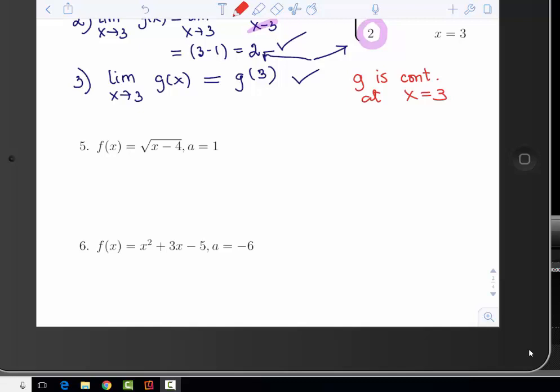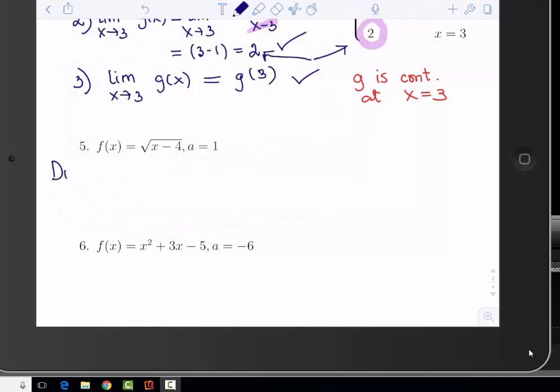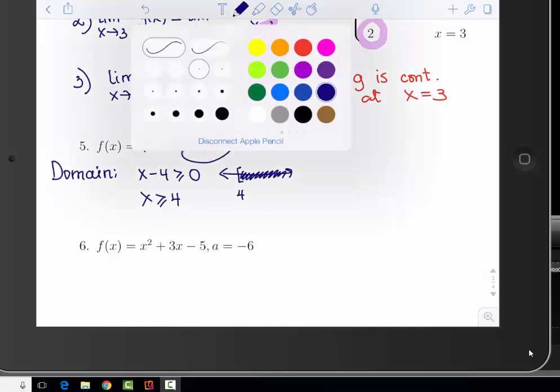I want to know if my radical function, square root of x minus 4, is continuous at 1. Just like before, all we need to know is what the domain of the function is. So the domain of this function is what? Okay? Anything that's under the radical needs to be greater than or equal to 0. Okay, so really the domain is all values that are to the right of 4. Okay, so that x is greater than or equal to 4. 1 is not in the domain.